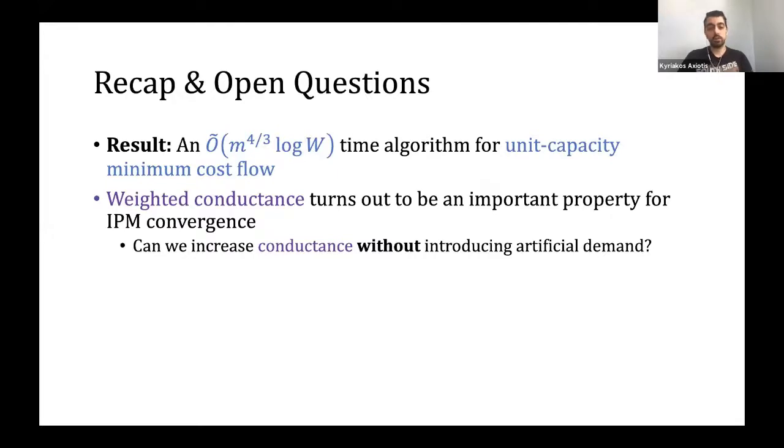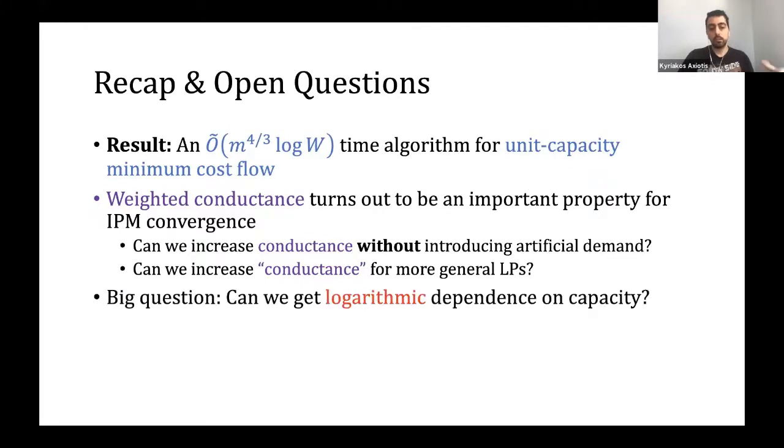Some follow-up questions are whether we can increase the conductance but without introducing artificial demand. Artificial demand is the perturbation that we introduced. And another question is whether we can increase conductance for more general LPs. And the big question, I think, in this problem is whether we can get logarithmic as opposed to polynomial dependence on the capacity so that we can solve this problem for general capacity. That was all.